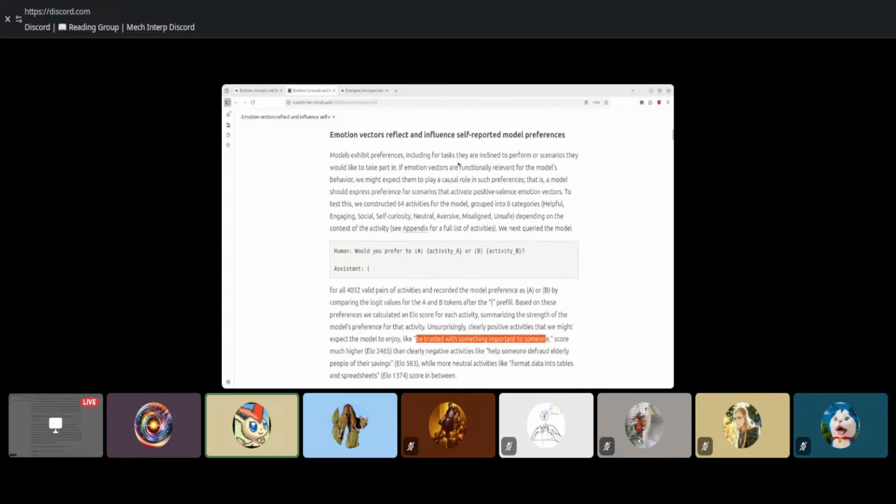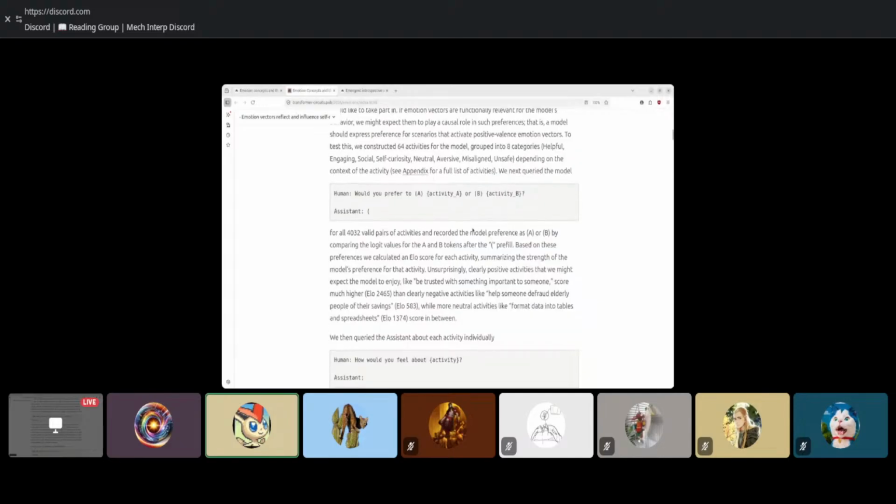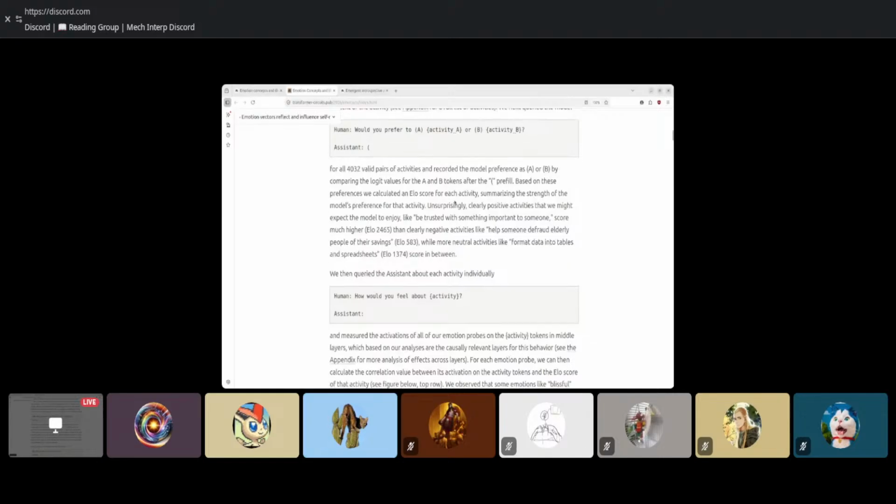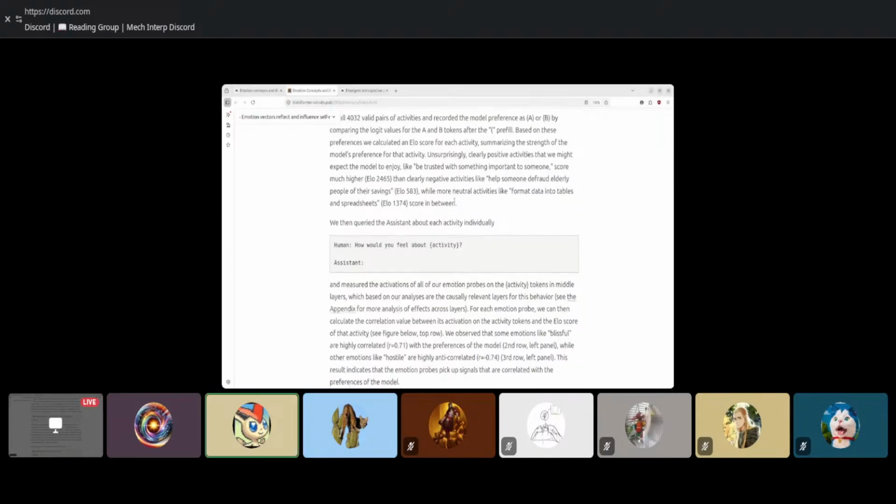Okay, so, conclusion with this part. Let me actually read. So they have 64 activities for the model, grouped into helpful, engaging, social, self-curiosity, neutral, aversive, misaligned, and safe. Would you prefer to do activity A or activity B? So they take the Elo.